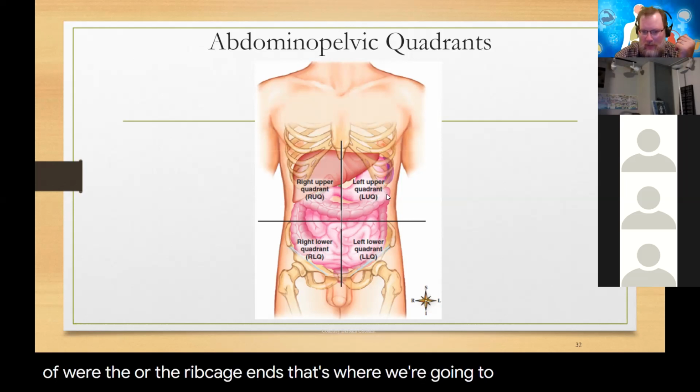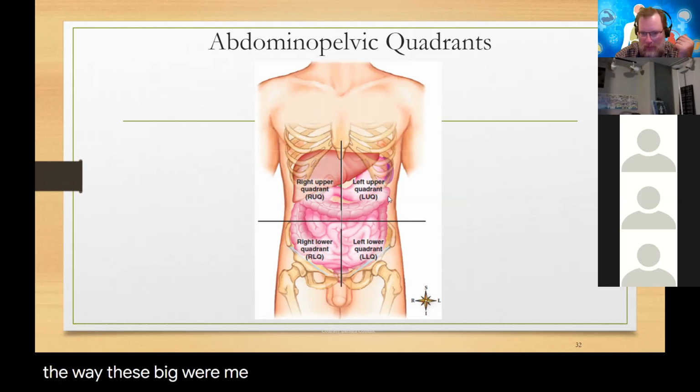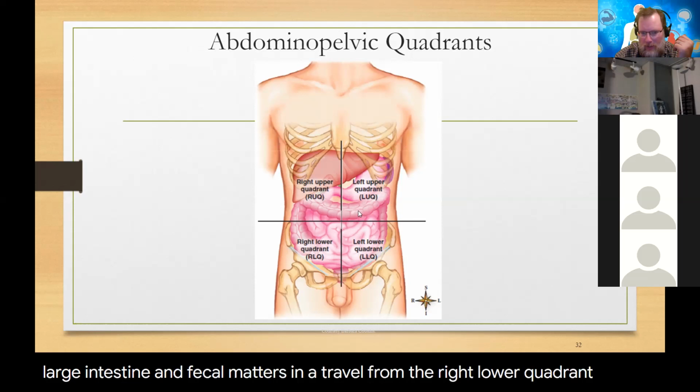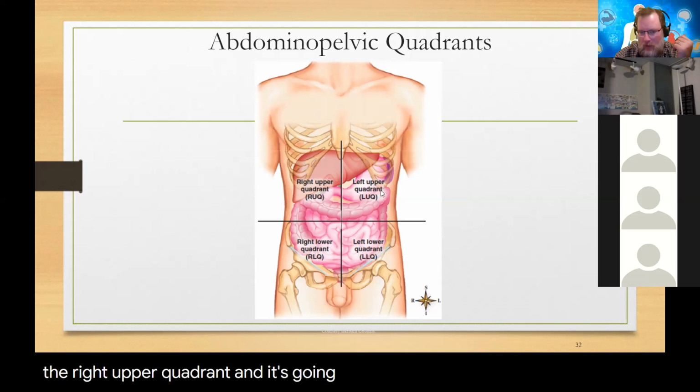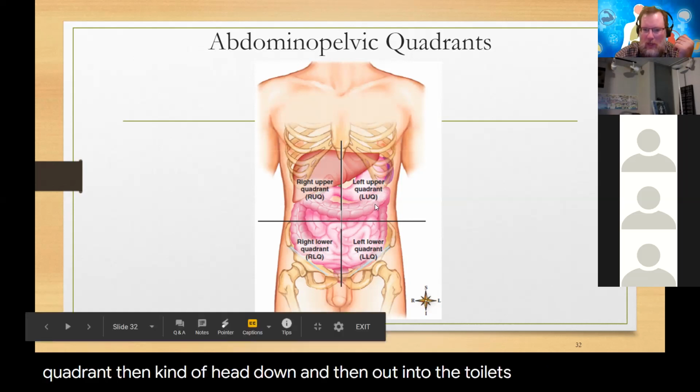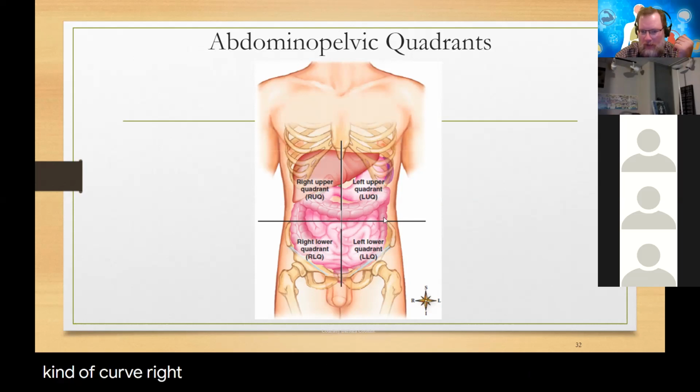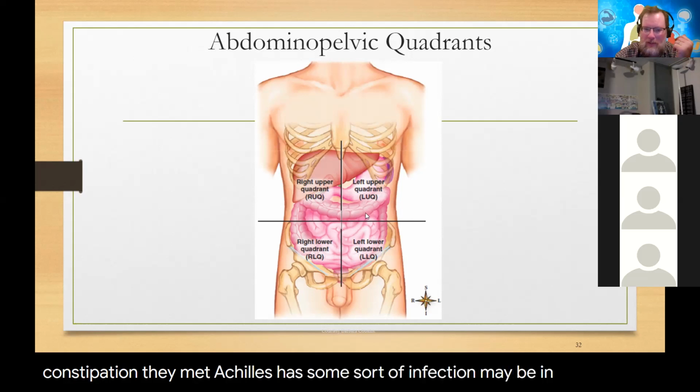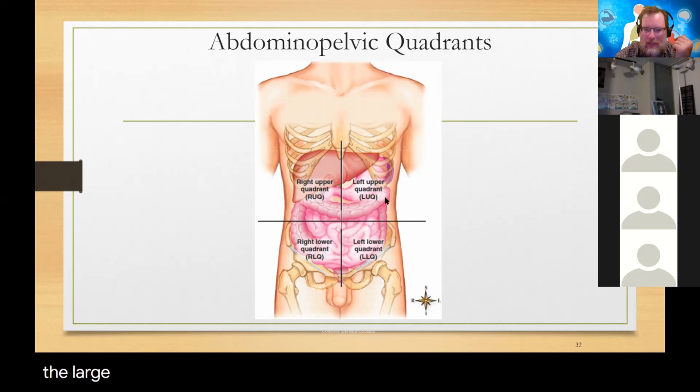We also see in that left upper quadrant, kind of where the rib cage ends, that's where we're going to see the large intestine. By the way, this big long worm right here is the colon or the large intestine, and fecal matter is going to travel from the right lower quadrant up to the right upper quadrant, and then come across to the left upper quadrant, and then kind of head down and out into the toilet. So there's a big curve right in here. Sometimes patients may have some severe constipation. They may have some diverticulitis or diverticulosis, some sort of infection maybe in the colon or the large intestine that is also referring its pain into that LUQ area.